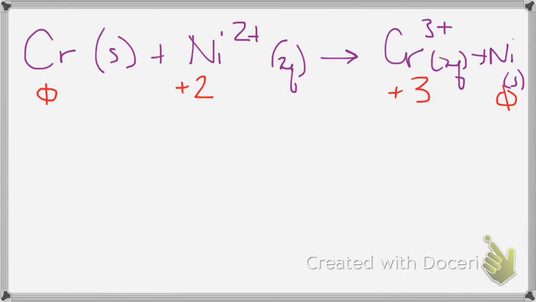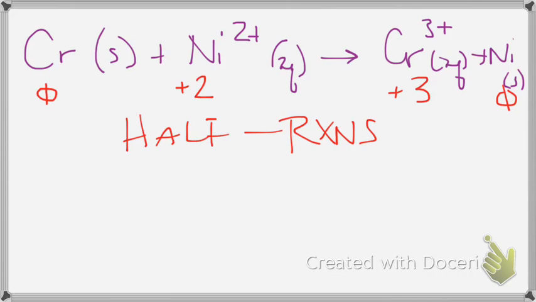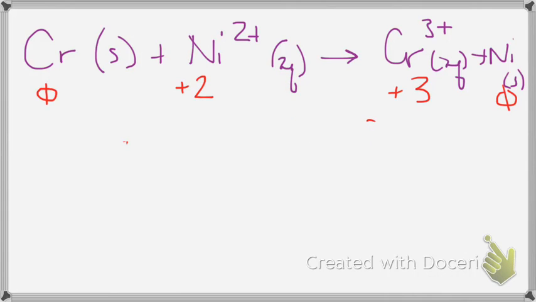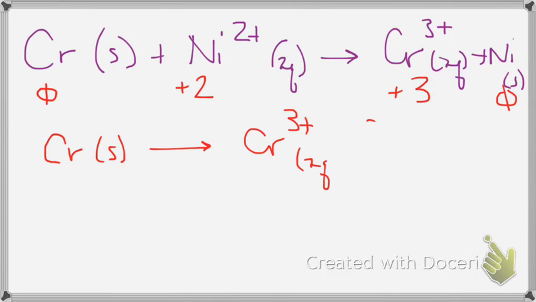The first step in balancing redox reactions is you have to do what are called half reactions. This is so important. You need to balance each half reaction. Okay? So, let's break this up into half reactions. First, let's look at chromium. Chromium solid is going to chromium 3+ aqueous. The state isn't so important here.